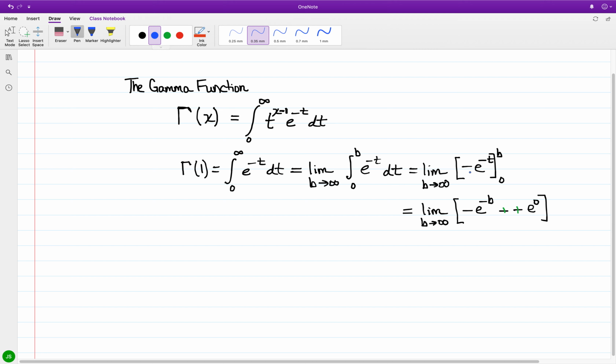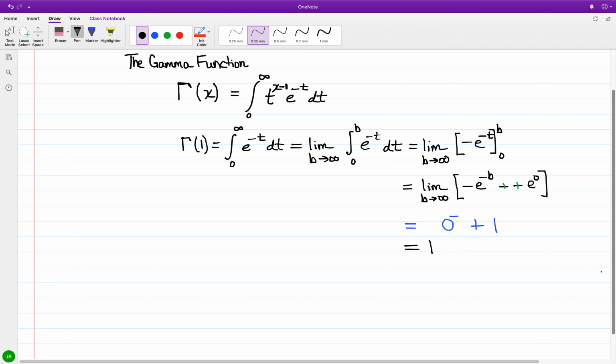And for what we have, essentially, you have negative e to the negative infinity, so you have negative e raised to the negative of infinity. In this particular case, we're going to have a negative infinitesimal, and we have e to the 0, which is going to be 1. And so for gamma of 1, this is going to converge to 1. We'll be looking at other values like gamma of 2, gamma of 3, and reverting back to what we have with gamma of x.